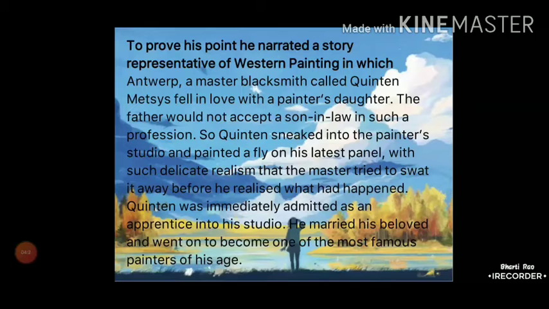He said that there was one person, a blacksmith in Antwerp, called Quentin Matsys. He had fallen in love with the painter's daughter. But the father of the daughter said, I do not want you to be my son-in-law because you are not in my profession. So what did Quentin do? One day, he went into the painter's studio and he painted a fly on his latest panel with such delicate realism that even the master thought that it was a real fly and tried to swat it. But after that he realized that it was a painting.